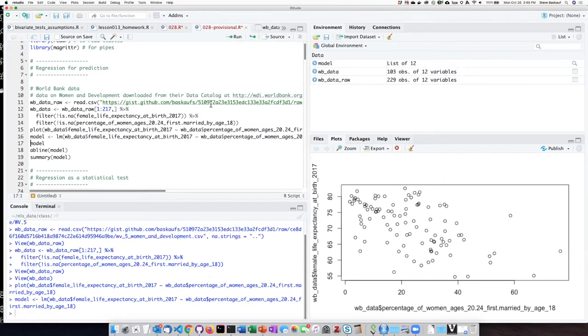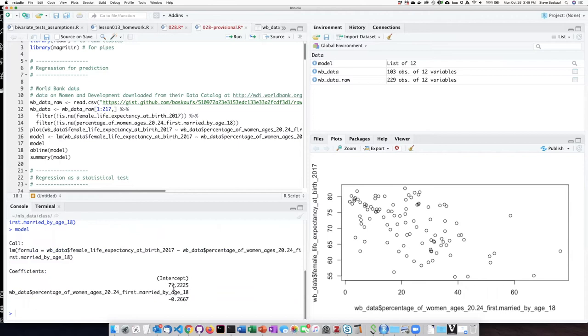If we want to see the slope and intercept, we can simply ask R to print the model, and it will show us the two coefficients. So the one coefficient is the intercept, which makes sense. It's at about 77. And the slope is negative. As we noted, it goes down, negative 0.27.